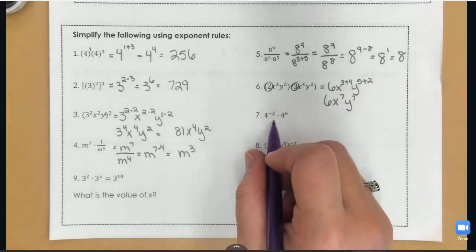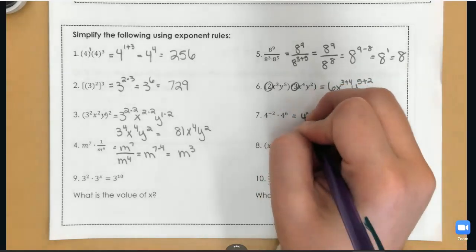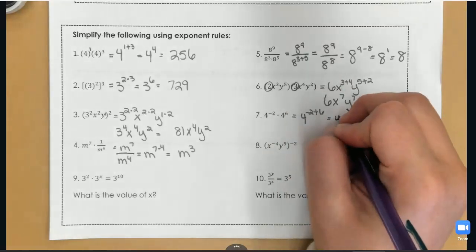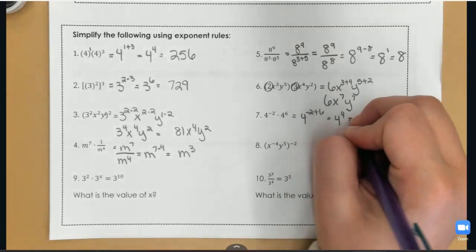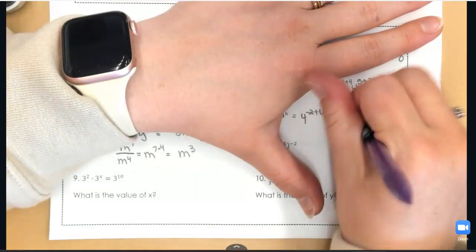Okay, on 7, this is a product rule. So 4 to the negative 2 times 4 to the 6. I will add those two exponents, and negative 2 plus 6 is 4. So 4 to the 4th, which we already found in problem 1 here, is going to be 256.